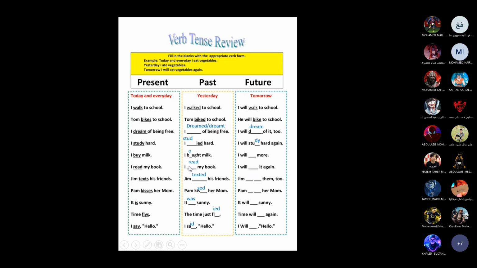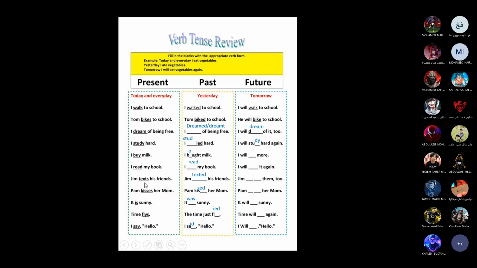I say, I read my book yesterday. So read here is like past form. Now I understand that read is a past. In the future, I say, I will read it again. I will read. So when you pronounce read, that means this is a present. When you pronounce read, that means the future. When you pronounce read, that means this is past form.